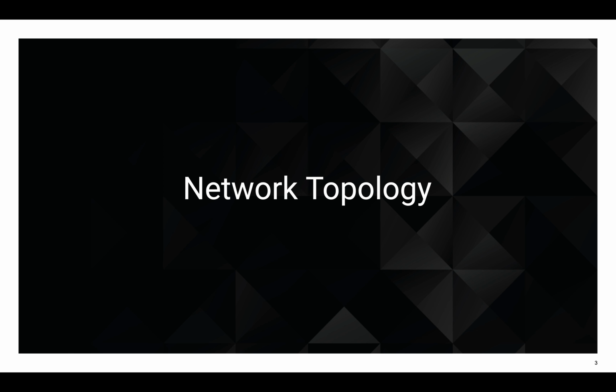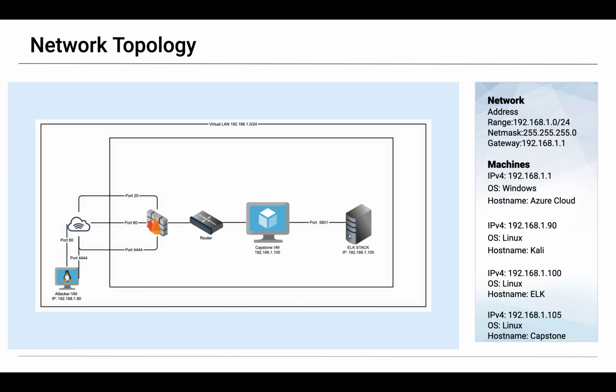Our network consists of the following machines. We have our Azure Cloud machine, which hosts the lab environment, our Kali attacker's virtual machine, which is used to infiltrate the system. Then we have the ELK Stack server, which collects logs from our victim machine. And following, we have our Capstone virtual machine, which is our victim machine.